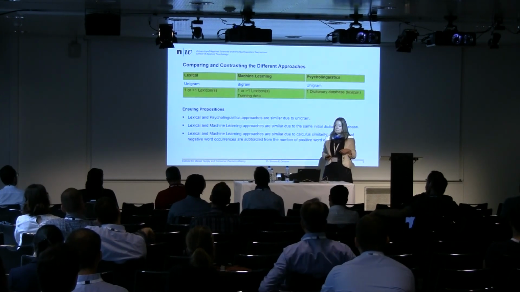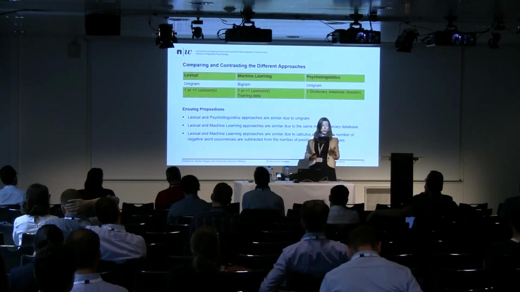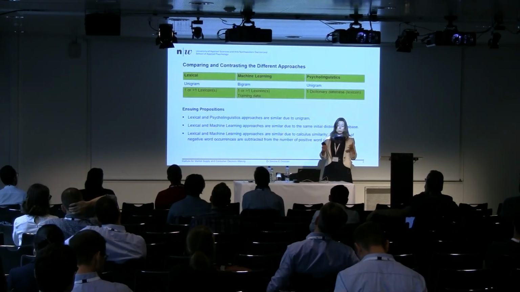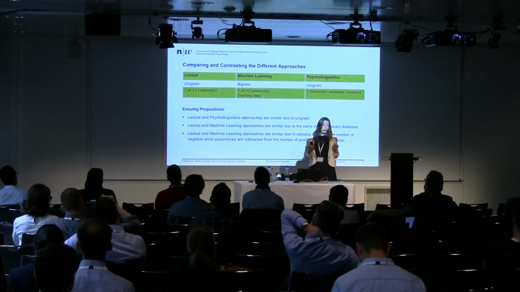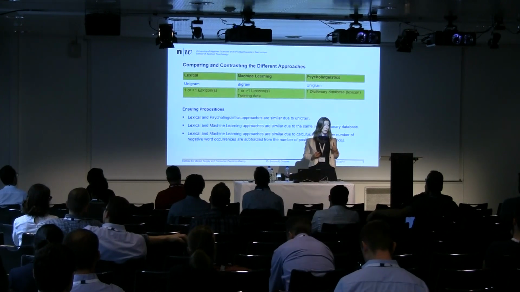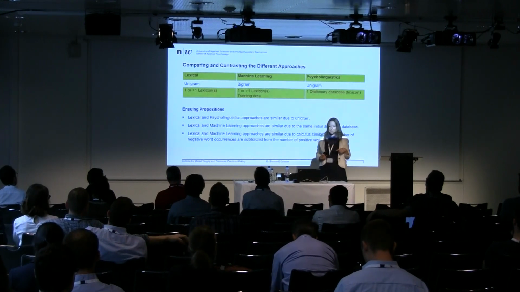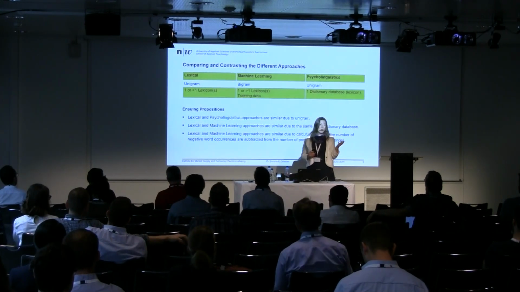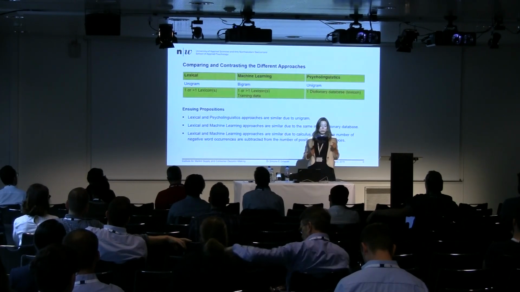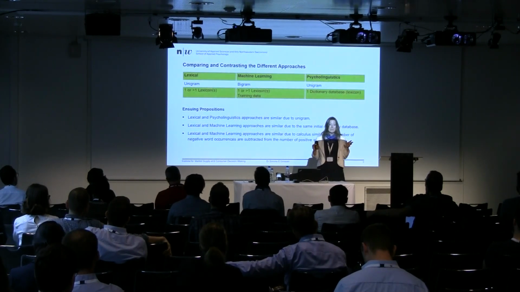When you compare and contrast these different approaches, the lexical approach is based on a single word unit, a unigram. Machine learning approaches can be bigrams or even more n-grams, so more than one word. Psycholinguistics is again based on one single word as a unit of analysis. So what is the unit of analysis? What are we looking at? The lexical approach uses one or several lexicons combined. The machine learning does the same, but importantly it uses training data. And the psycholinguistic approach uses one big dictionary database.